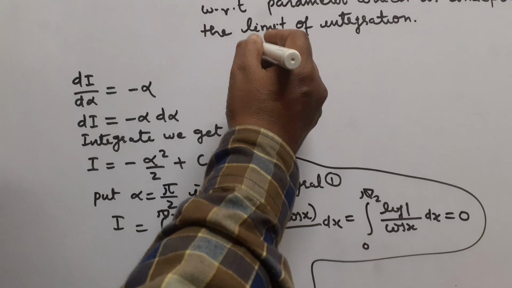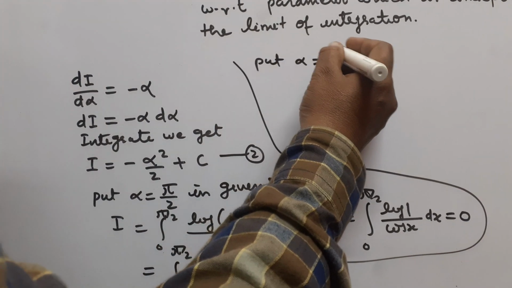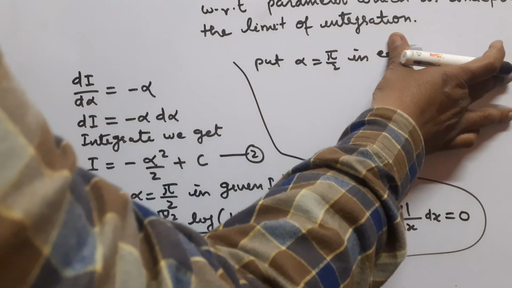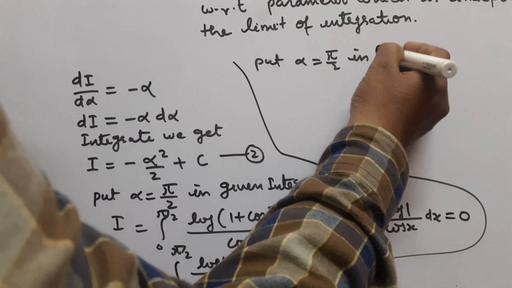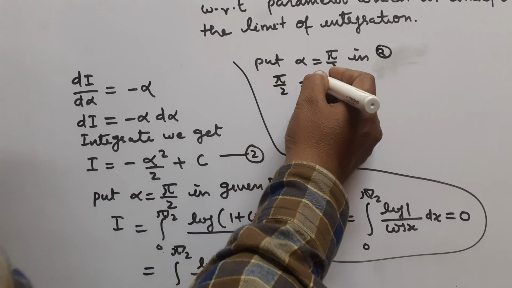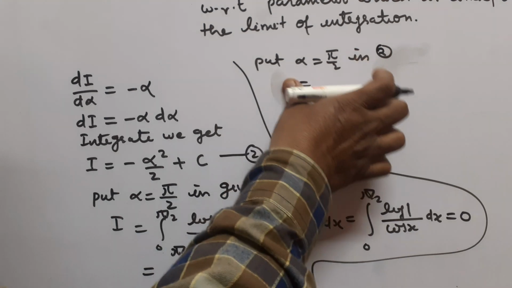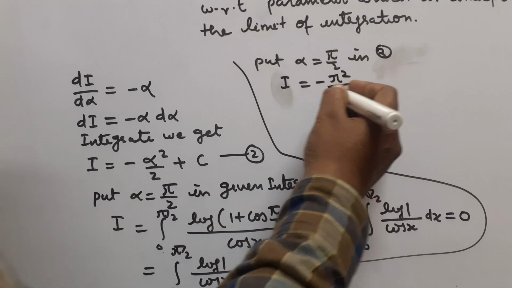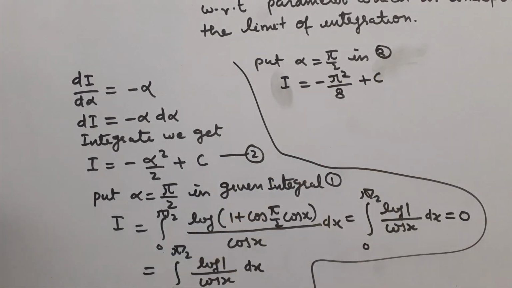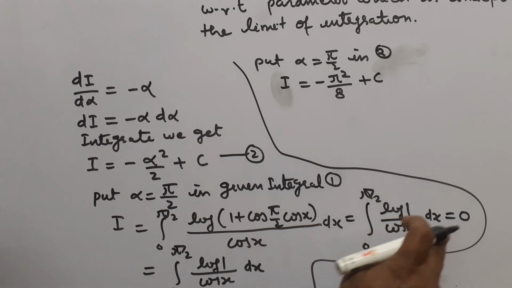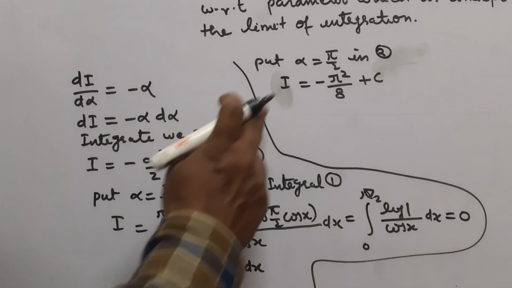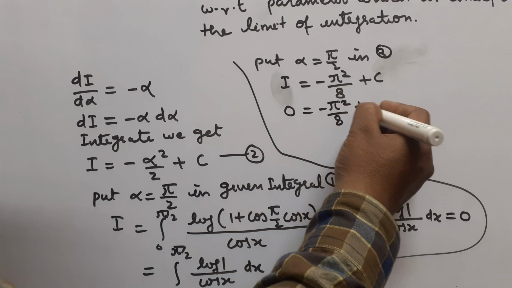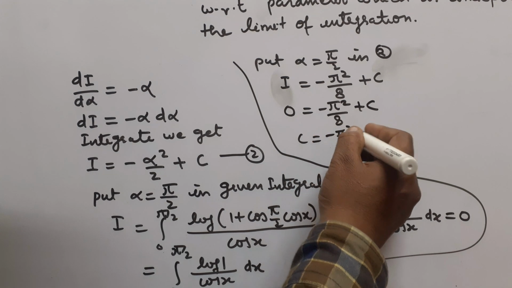Now we put alpha is equal to pi by 2 in equation second, so we get I is equal to, here we put alpha is equal to pi by 2, so we get here minus pi square by 8 plus c. We know that I is equal to 0 when alpha is equal to pi by 2, so we put here 0 is equal to minus pi square by 8 plus c, so c is equal to pi square by 8.